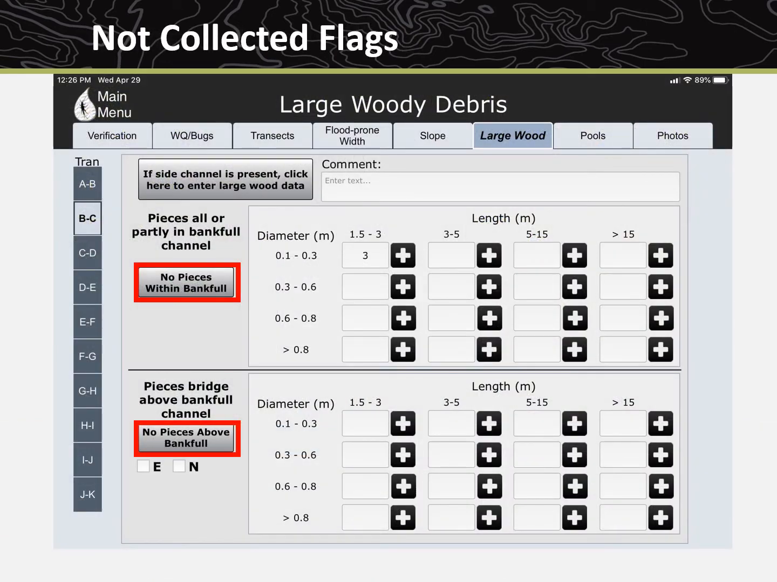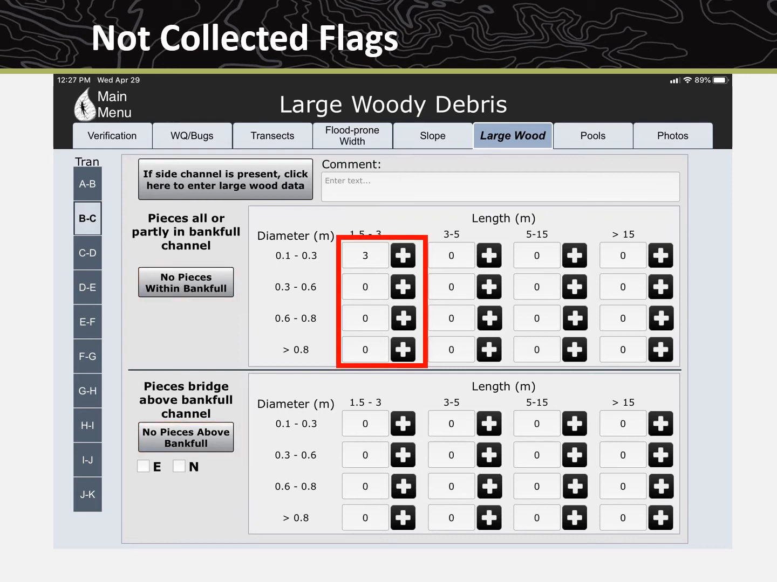To prevent users from skipping monotonous fields and to save time in the field, SARA also has various auto-population features. For example, on the large wood page, the No Pieces Within Bankfull button will populate zeros for all size classes of wood at the transect. The values can still be changed for each measurement by clicking the plus button.